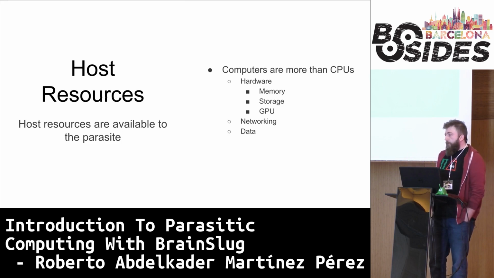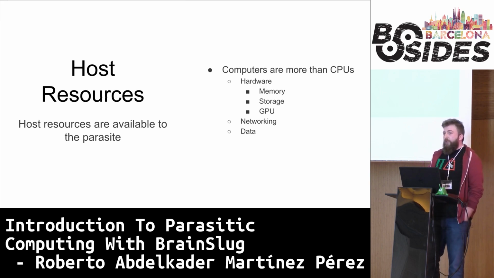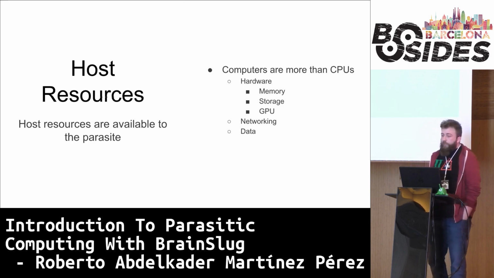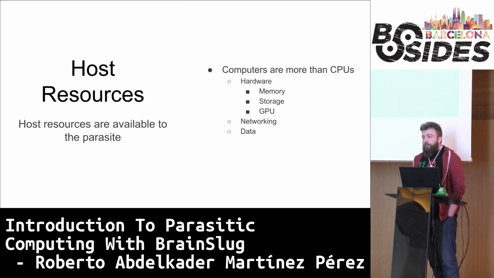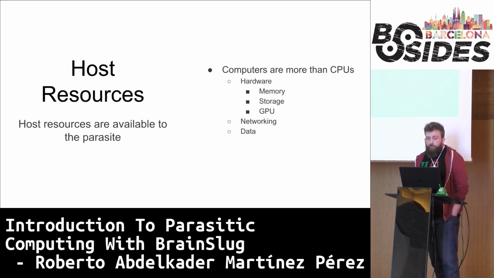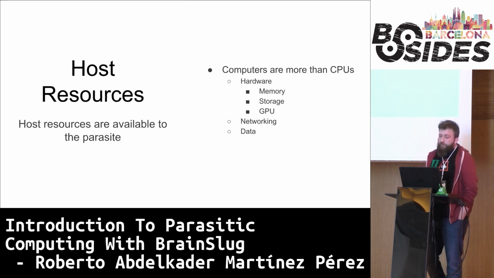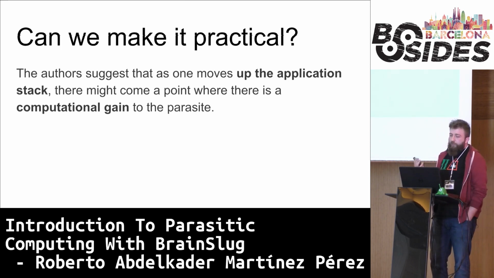Just in the case we have seen, there was the problem that the CPU was not very well used, but computers are much more than just CPUs. They have hardware, and by hardware I mean memory, storage, and special hardware like GPUs, etc. And they have networking capabilities because maybe they are connected to another network we are trying to access. And also, they have data inside that maybe is interesting for us. So, the question really is, can we make it practical?